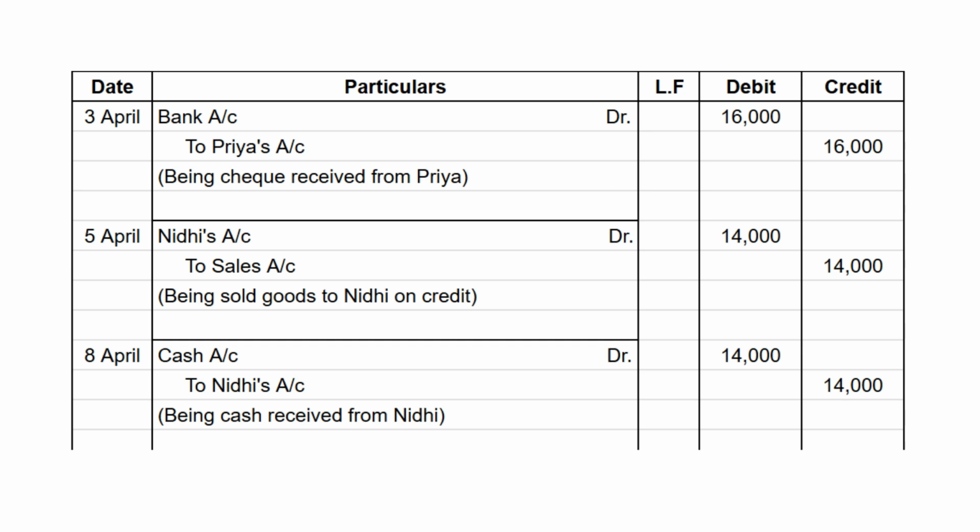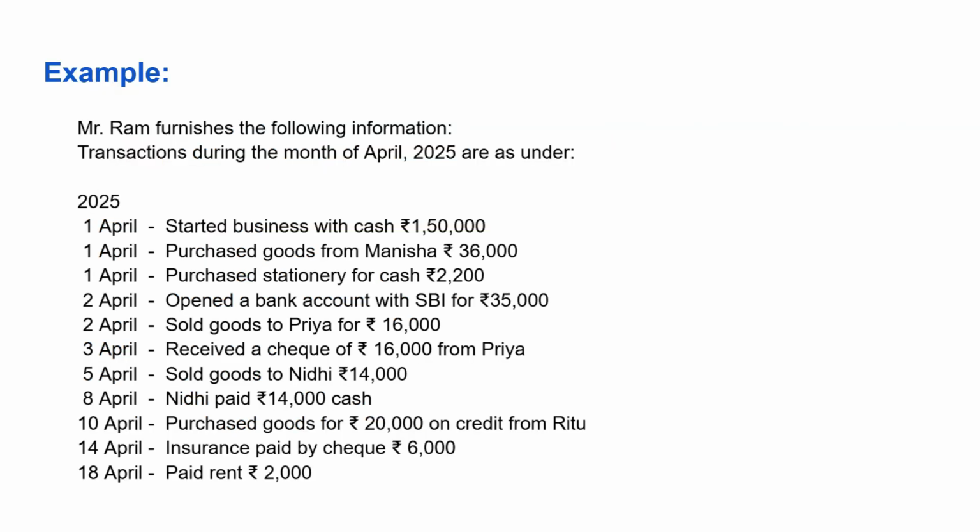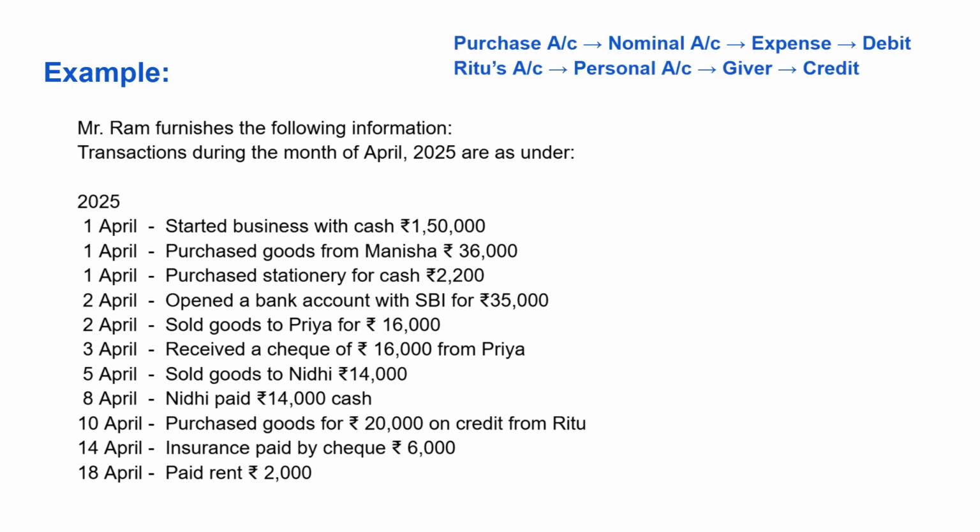Next. 10th April, purchased goods on credit from Ritu 20,000 rupees. Here the two accounts affected are purchase account and Ritu's account. Purchase account, it is nominal account, and purchase is expenses, so it is debit. Ritu's account, Ritu is person, so it is personal account, and Ritu is the giver, so it is credit.